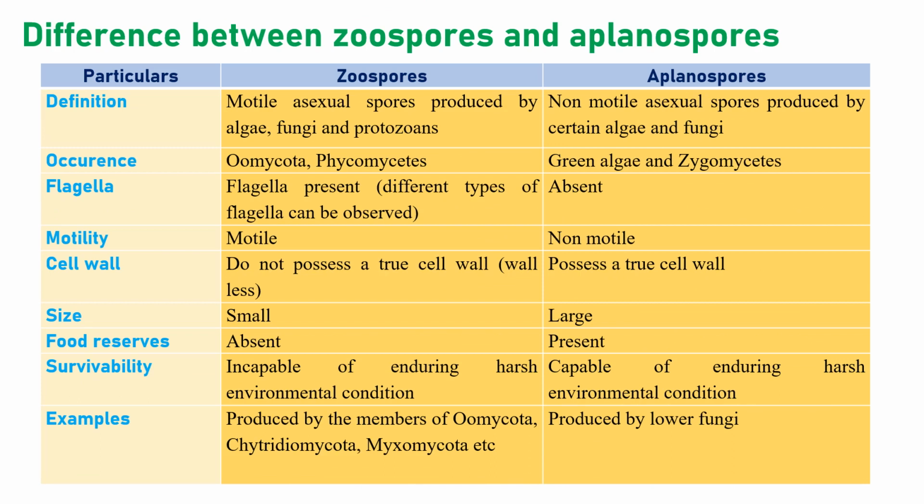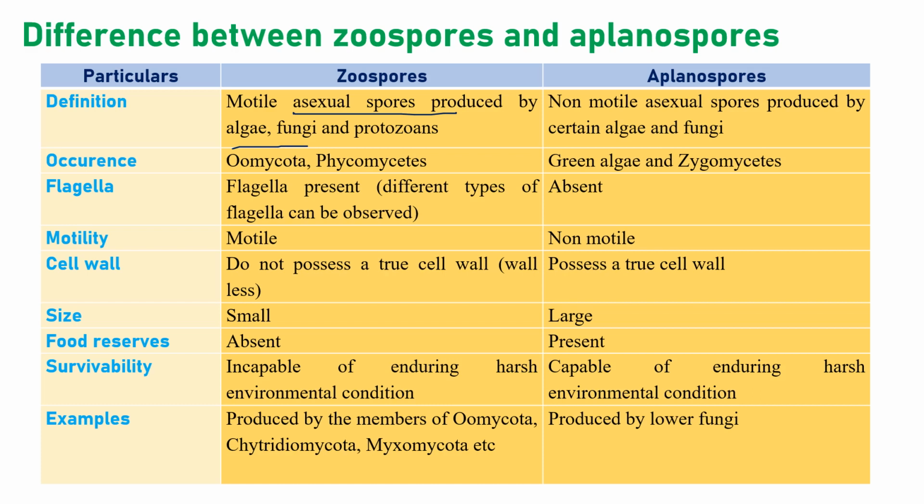Coming to the difference between zoospores and aplanospores. In the previous lecture itself, we discussed zoospores in detail. Generally, zoospores are motile asexual spores produced by fungi, algae, and protozoans.